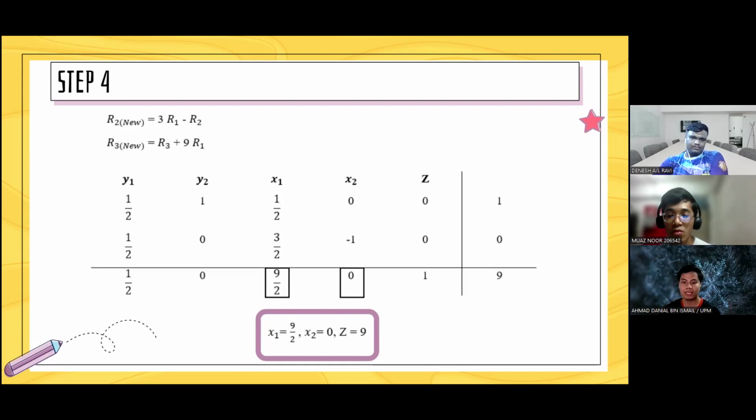After that, we will get the answers for the question, which is x1 equal to 9 over 2, followed by x2 equal to 0 and z equal to 9. And last but not least, we also can check whether the z value that we got is correct or not by using the x1 and x2 values that we get and substituting them back in the objective function equation, which is z equal to 2x1 plus 3x2. So I think that's all from our group. Thank you.